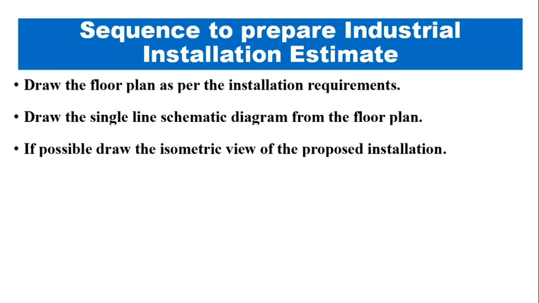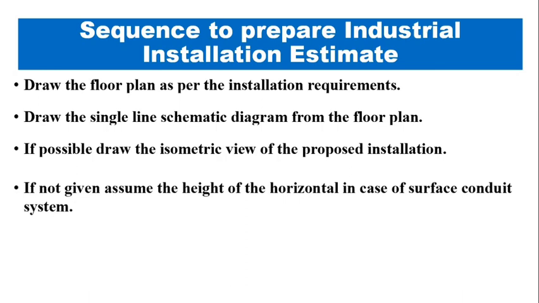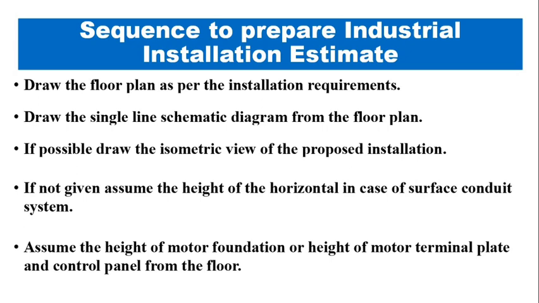Then next step is if some data is not given in your example, then you can assume that data, but at the start you have to mention what assumptions you have made. In that you can assume the height of main board from floor, then height of control board from floor. Then you have to assume the height of motor foundation, if your motor is placed on a foundation.